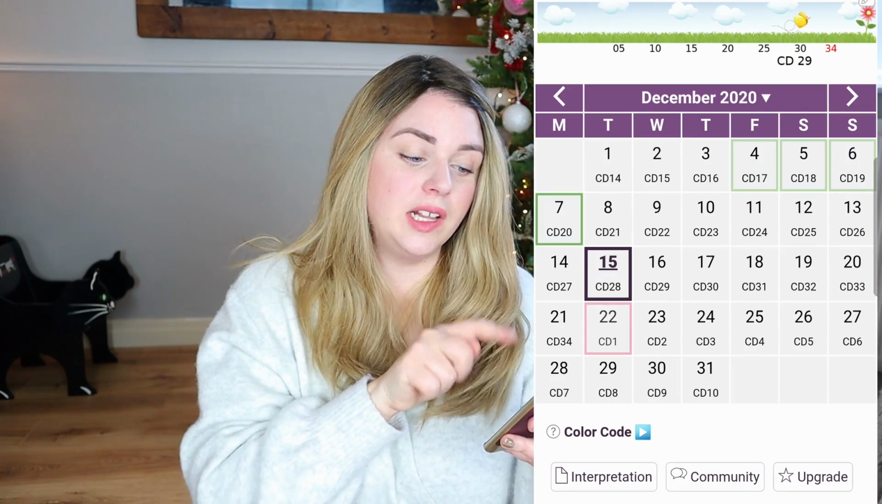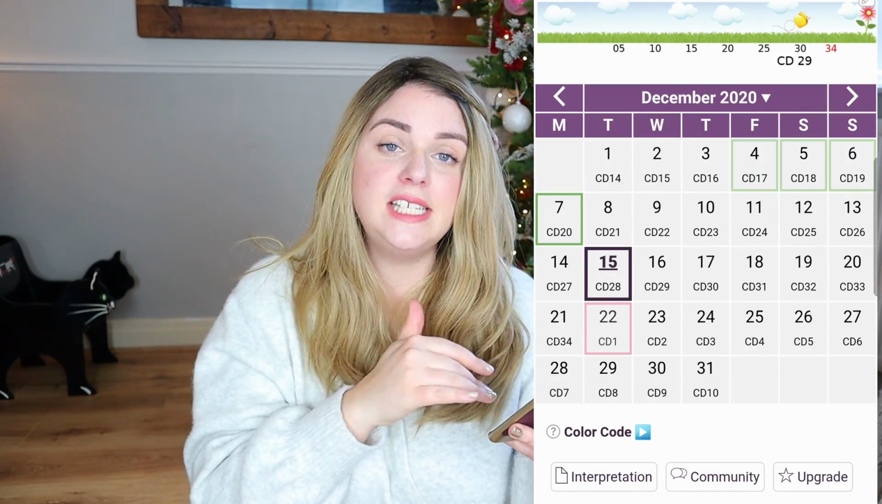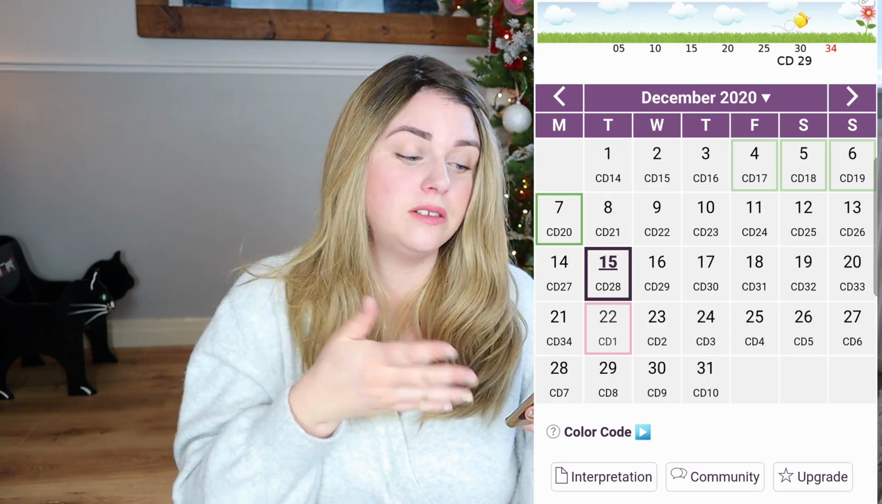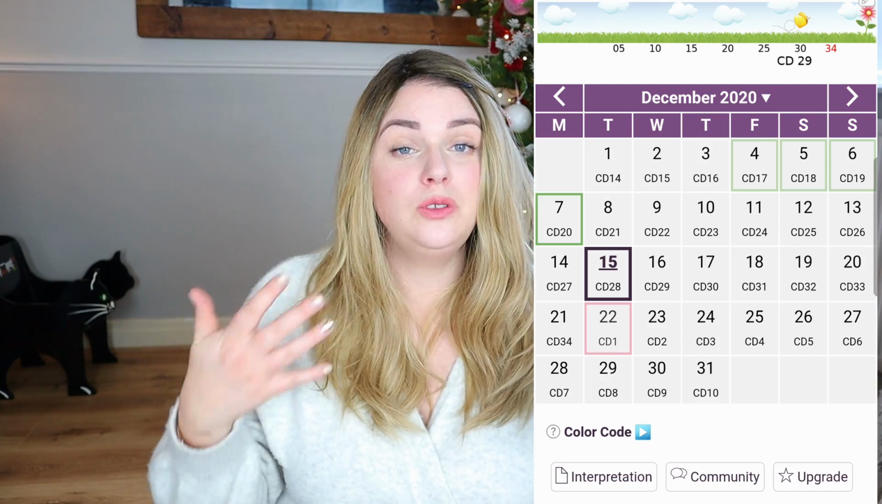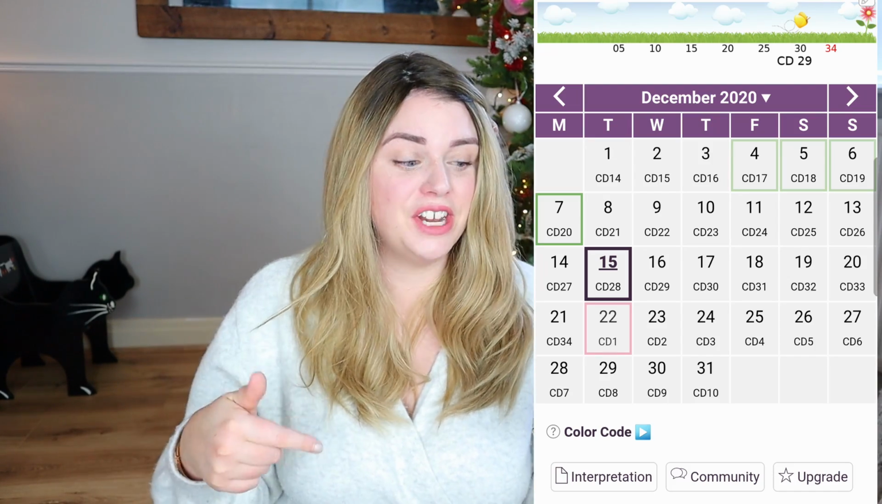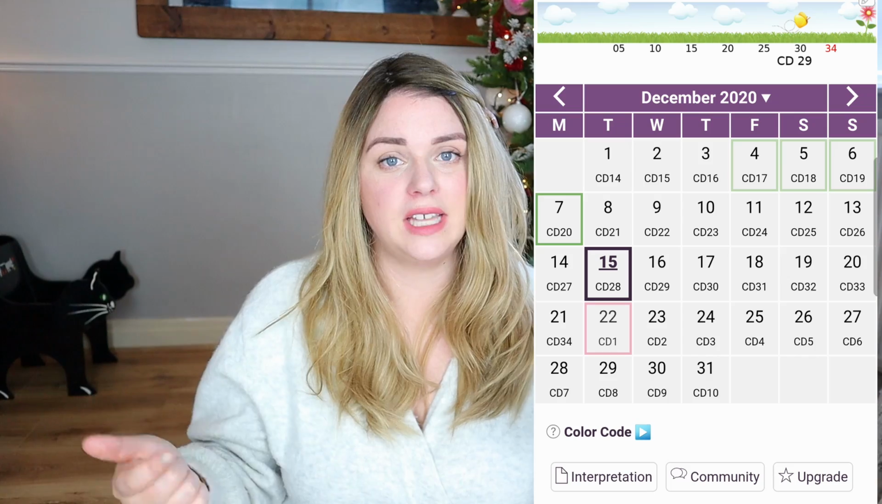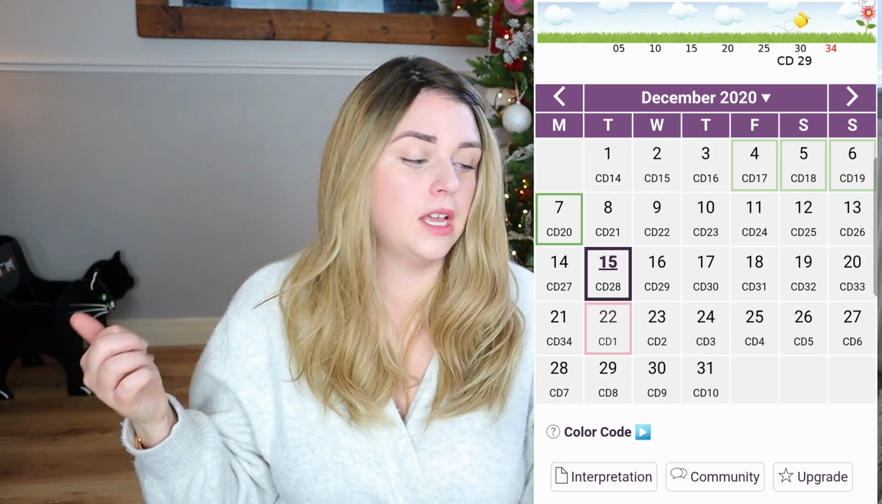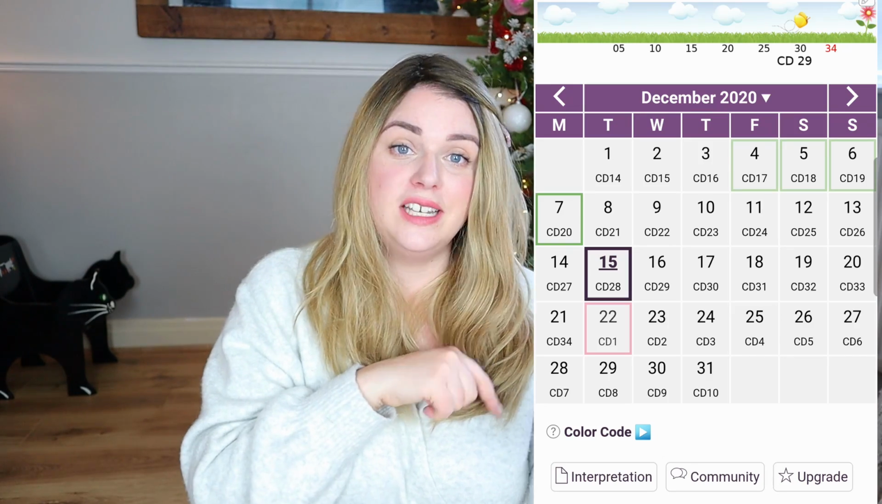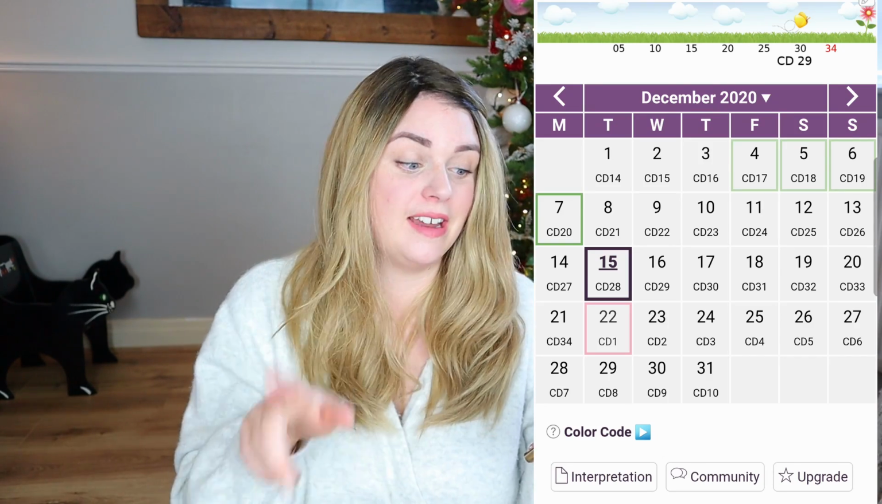Obviously the day has got the little date on and then underneath it says CD and a number. CD means cycle day. So at the moment I am on cycle day 28. That is normally when most people would get their period actually, but I have a long cycle. My cycle lasts typically for 34, sometimes 35 days. So that's why you will see underneath that I am due to come on my period next week.